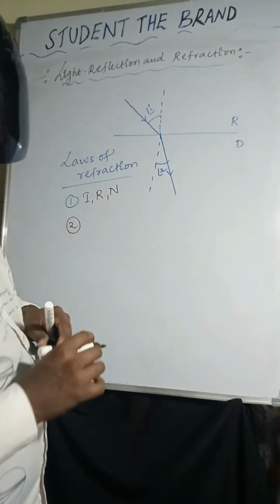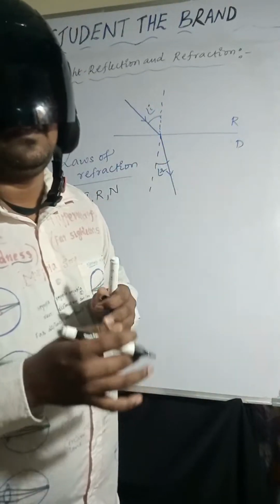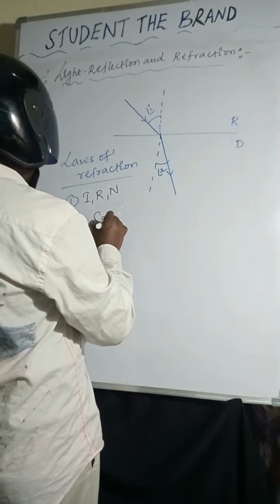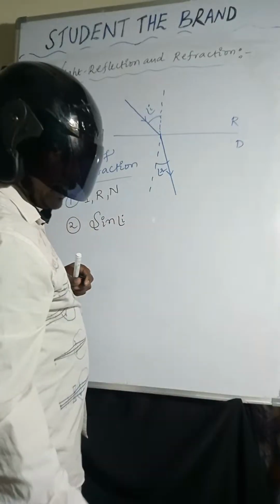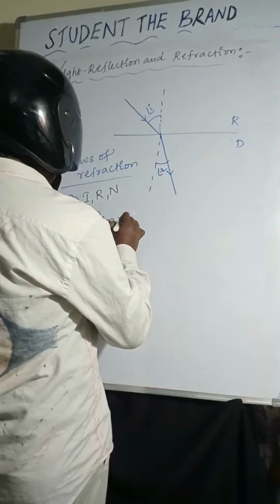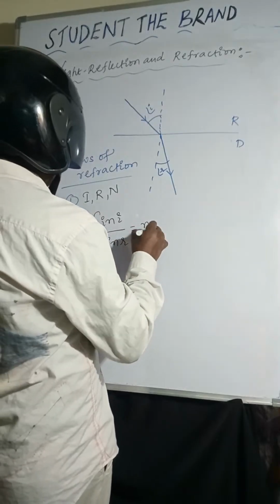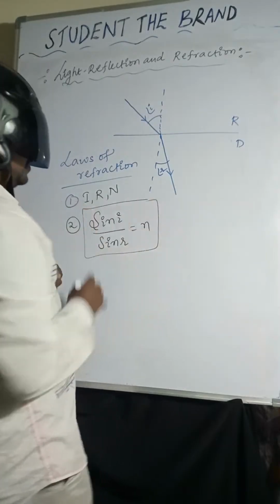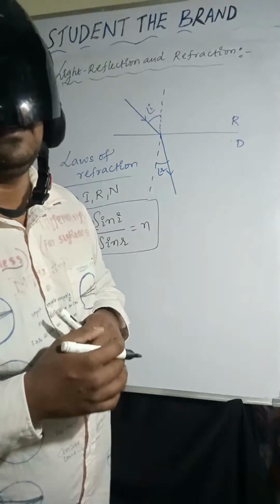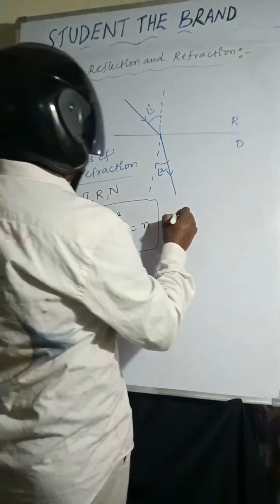Coming to the second law: the ratio of sine of angle of incidence to sine of angle of refraction is equal to a constant. That constant, I am taking as n, is the refractive index.